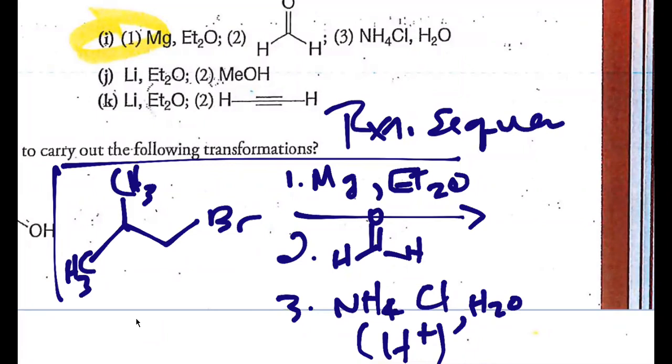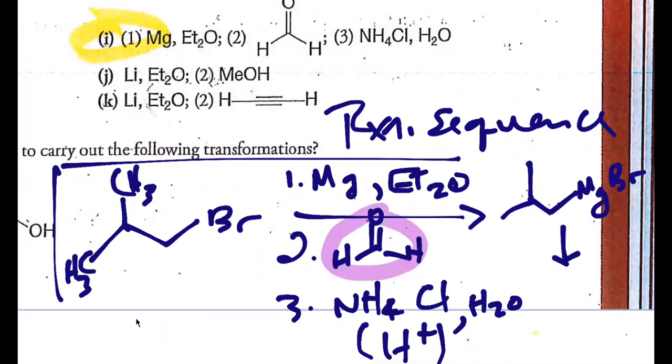All right, so the first step is to add magnesium to that alkyl halide. What would that give me? And each step is subsequent to that. A Grignard? It's going to give you a Grignard. Good. So the first thing you're going to get is this. And then that is going to react with the aldehyde in step 2. Are you following that?